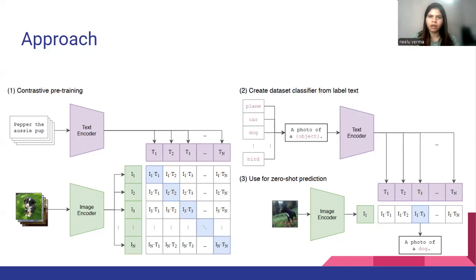Next, creating a classifier from label text: instead of needing labeled examples, we simply take a text prompt like "a photo of a dog" and turn it into a text embedding. Then zero-shot classification: to classify a new image, CLIP compares the image embedding with the embeddings of the label prompts and picks the closest match. This way, it can recognize objects without any extra training.